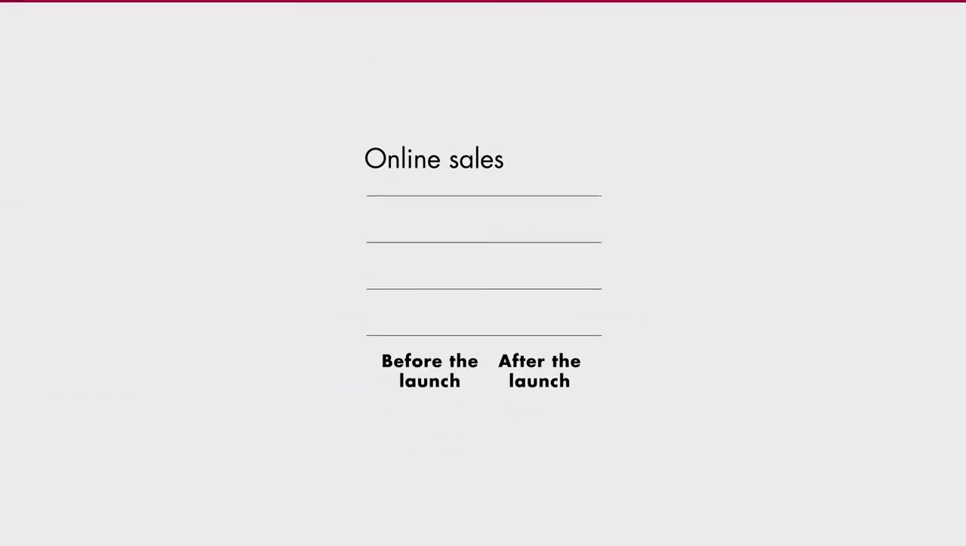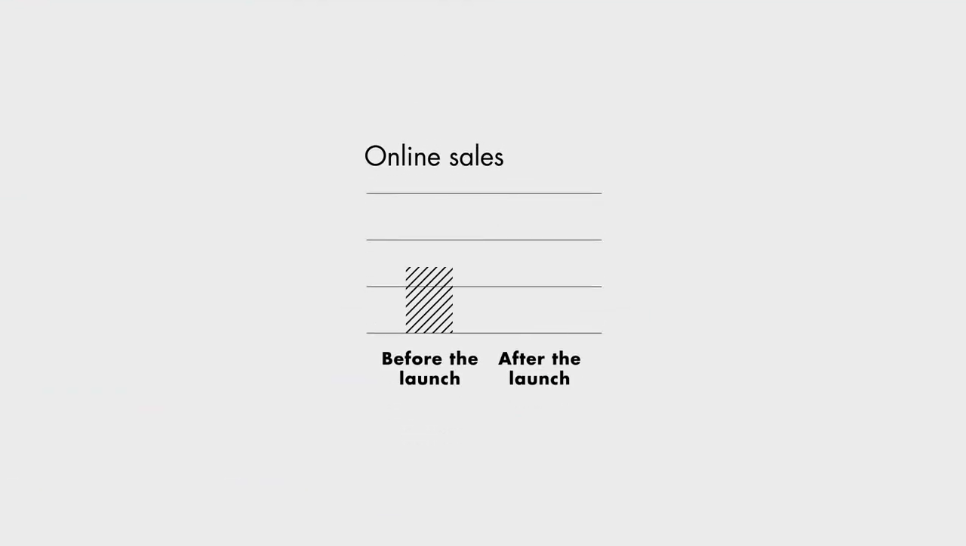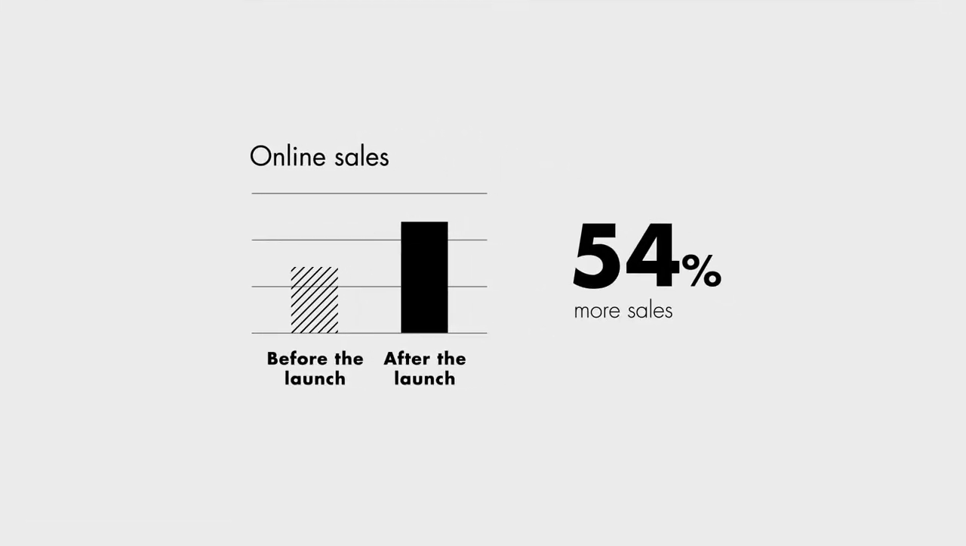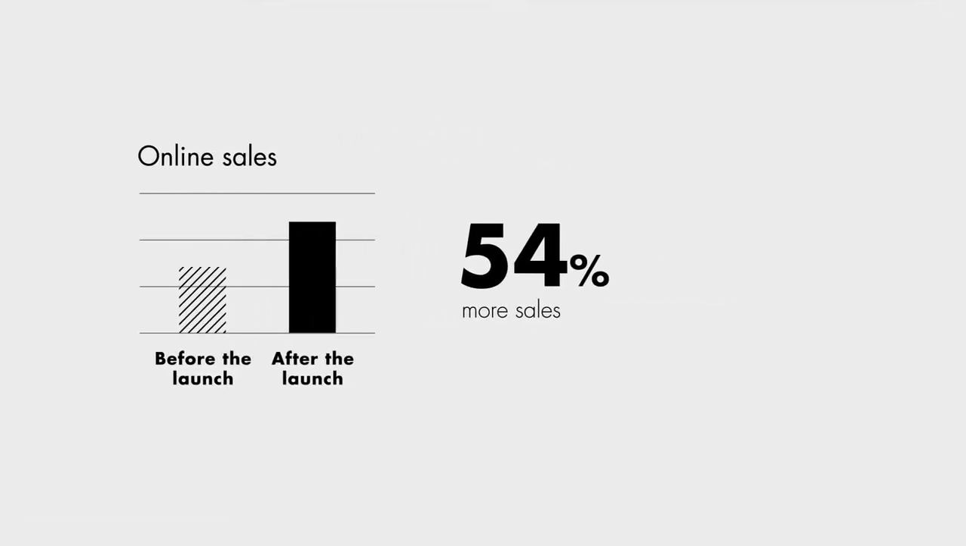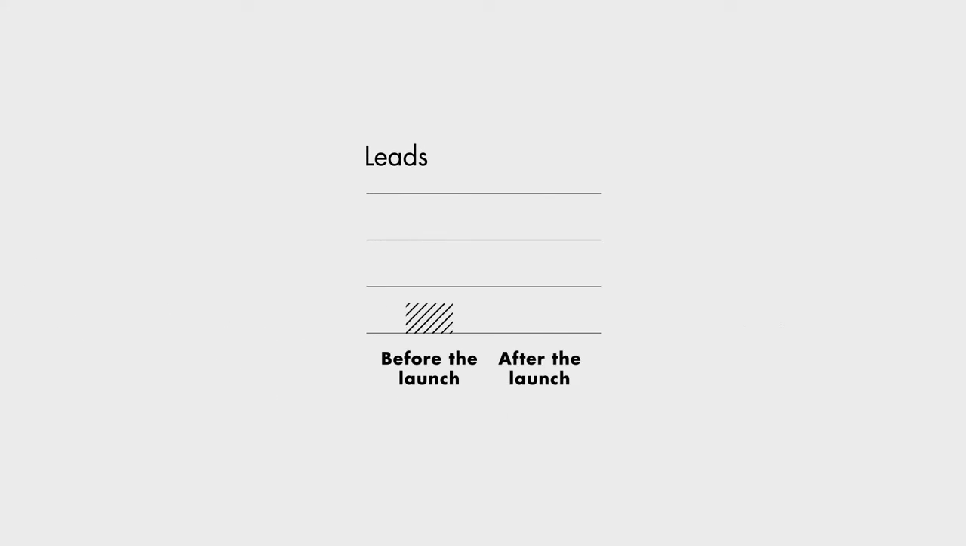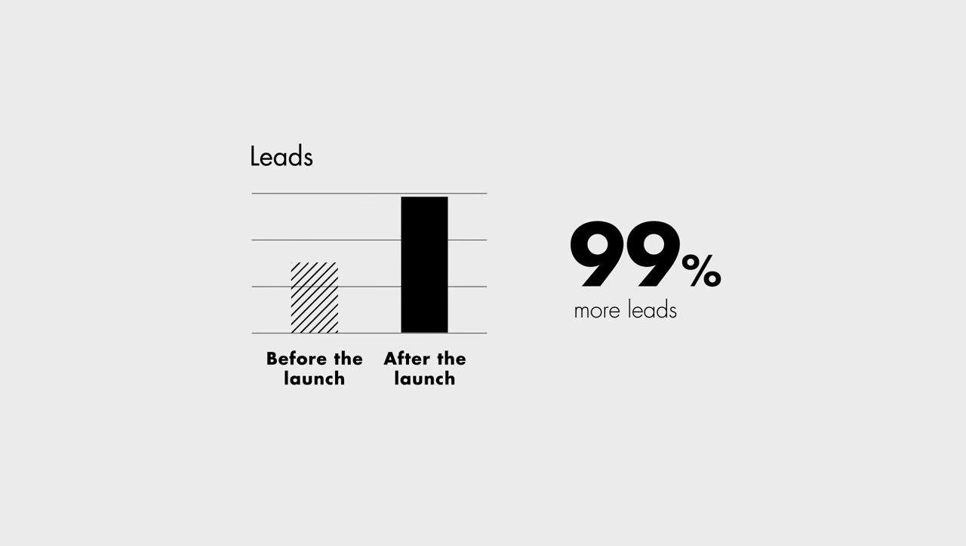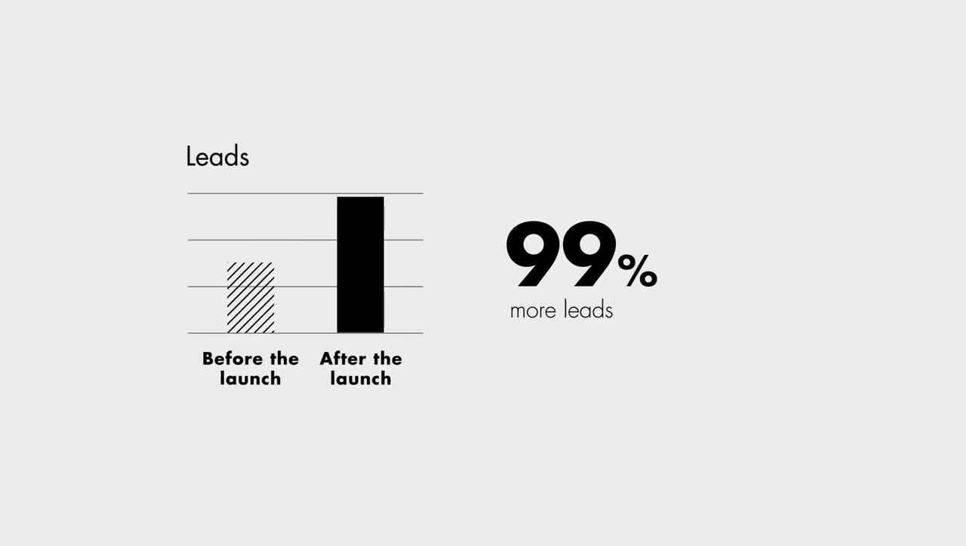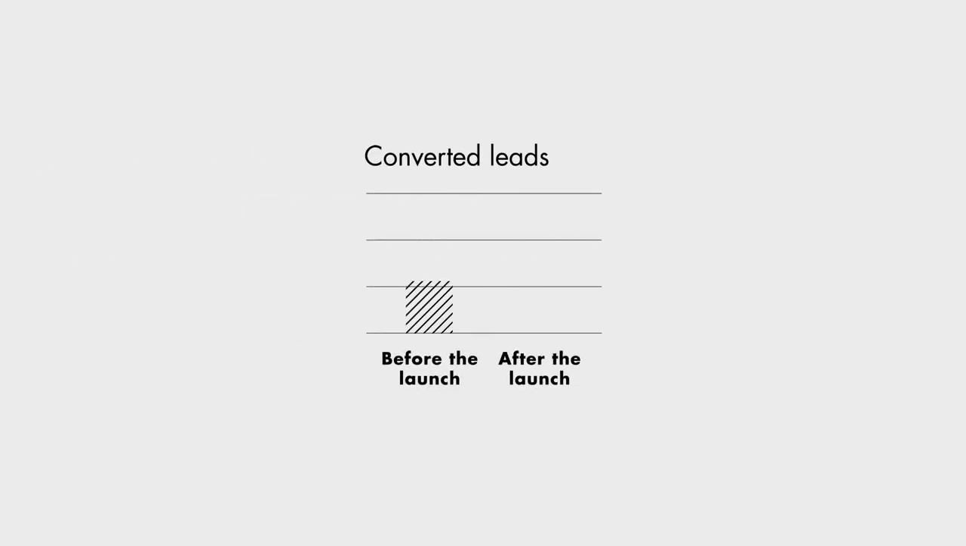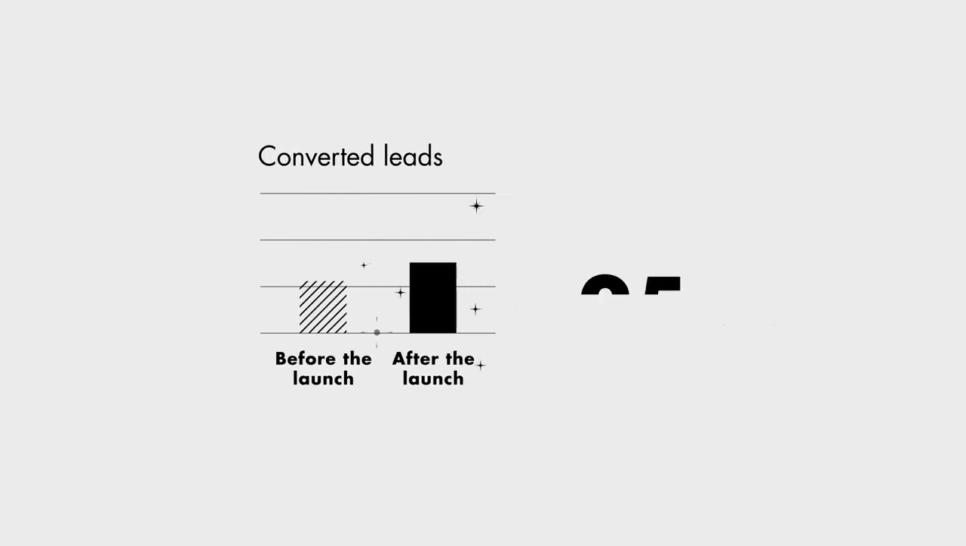Now to the juicy stuff. After the site was launched online, sales boosted by 54% compared to the previous year. That's not all. Assistant and configurator generated 99% more leads than in the same period last year. The quality of leads grew as well. The amount of leads that converted rose by more than 25%.